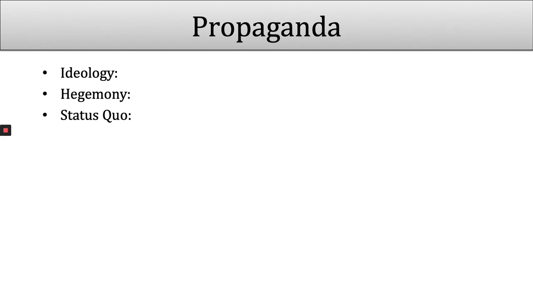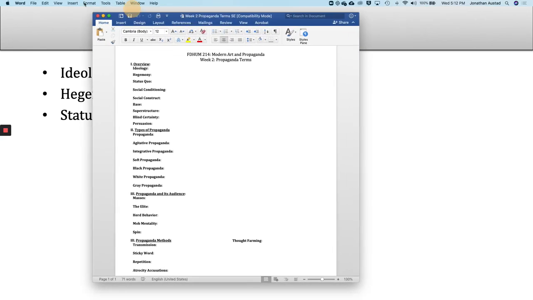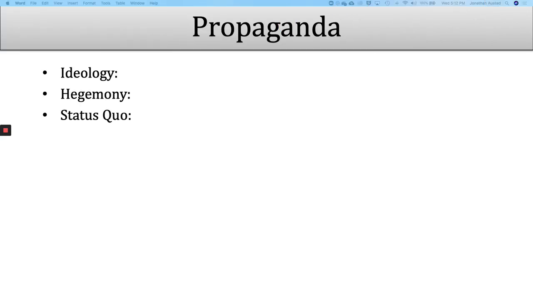Some terms as we get back to that sheet that I had you print out with all of the terms on it. This one here. Let's take a look at some of the terms as we go through.